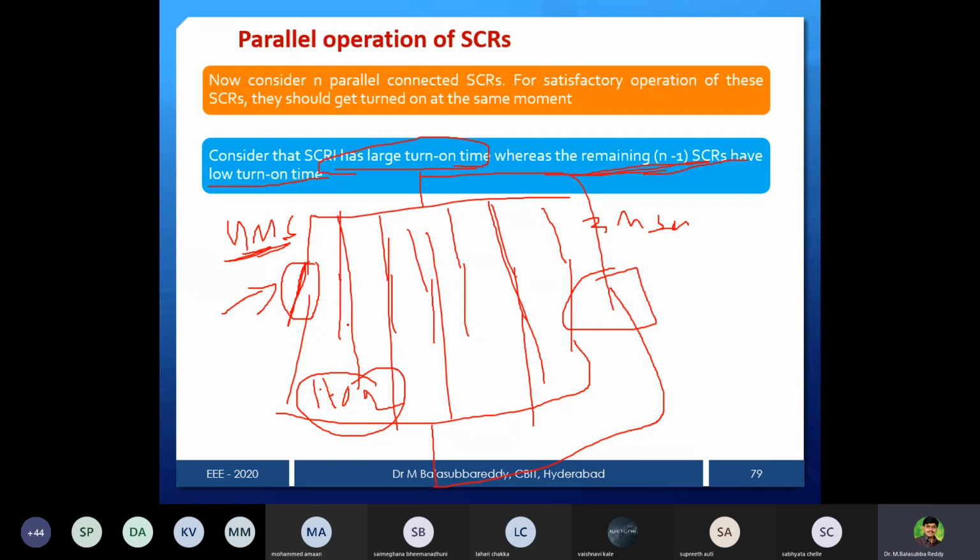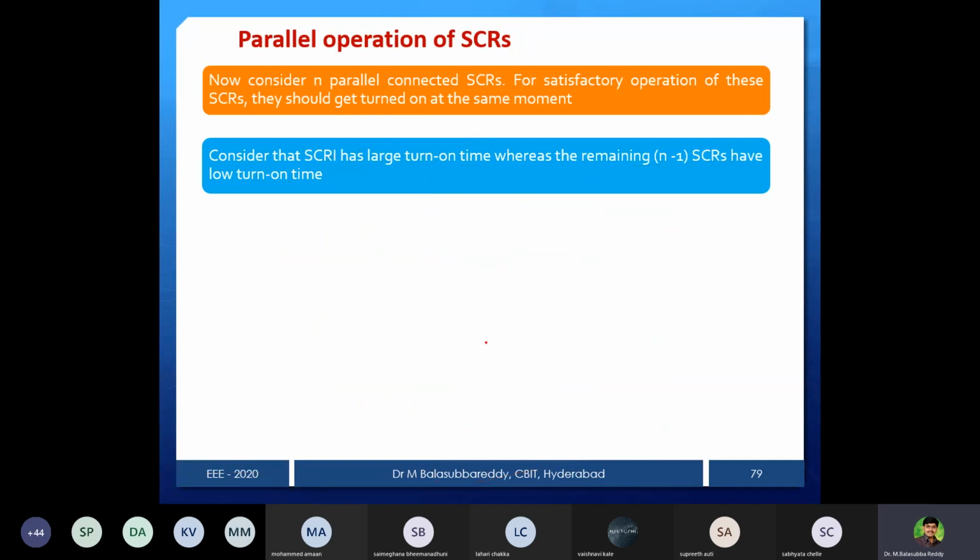So the remaining SCRs will get overloaded. If the SCRs are overloaded, consequently the leakage currents are more, and that will lead to a major problem. That is the reason the total string voltage is going to fail. So there is a problem with that. Now we'll see how to overcome that problem.